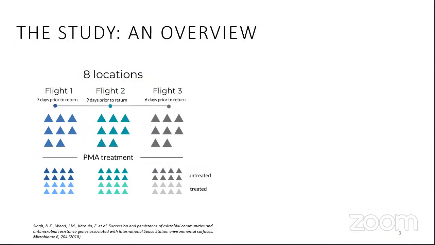To give you an overview of how they conducted their study, they sampled 8 distinct locations of the ISS at 3 different time points that were marked by the flights that brought these samples to Earth. As you see here, flights 1, 2, and 3 essentially mean that the samples were brought from the ISS to Earth's surface.